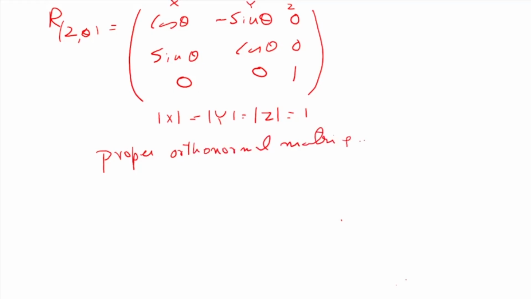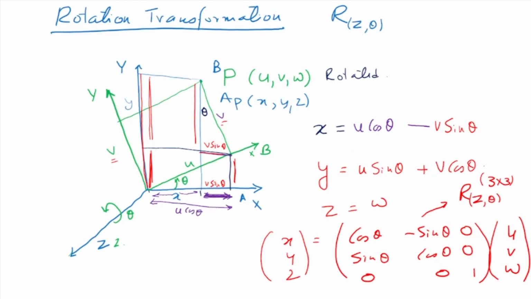Okay, this matrix is also called a proper orthonormal matrix, and a property of that is the inverse of this matrix is equal to the transpose. Another property that it has is determinant of R is equal to 1. So these are important properties which this matrix has. Determinant is equal to 1, inverse is equal to its transpose, and mod of each of the columns is equal to 1.